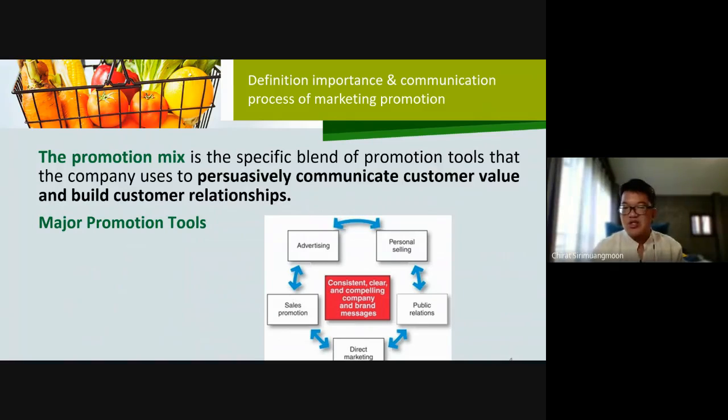We use this term promotion mix because it combines five promotion tools. The first one is advertising. The second one is personal selling. The third one is public relations. The fourth one is sales promotion, and the last one is direct marketing.